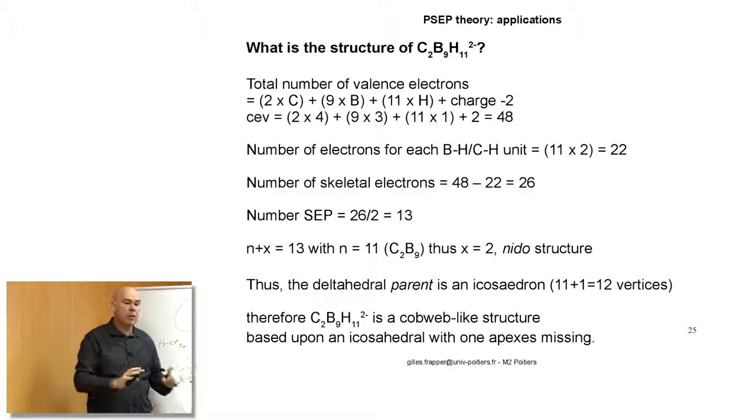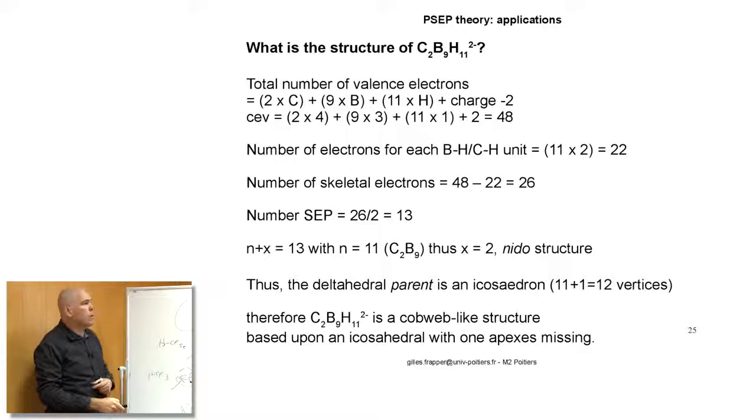To describe the bonding between boron and carbon and the ligands. The ligands here are hydrogen, but it could be phosphine or other things, doesn't matter, or chlorine. So the number of skeletal electrons is 48 minus 22. I count here the number of electrons only for the nude cluster, okay, the skeleton. So you get 26 electrons. Then you divide by 2 in order to get the pairs of electrons, the skeletal electron pairs. So you have 13.